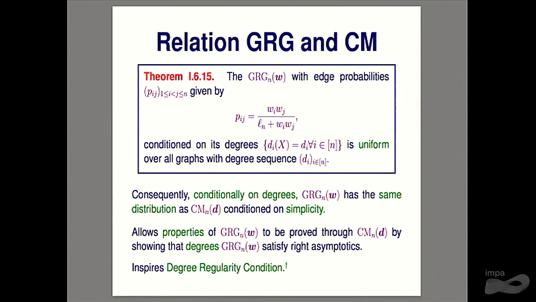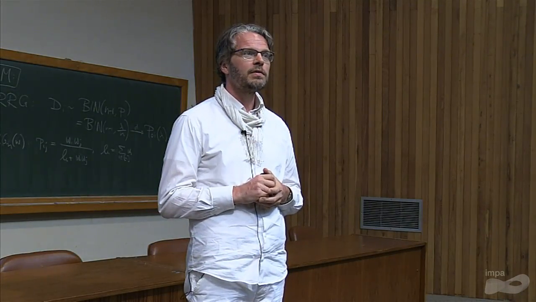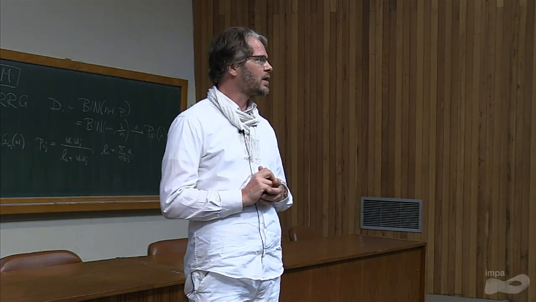If I take the perspective of a uniform edge in the configuration model, this is very simple. I take a uniform half edge, I pair it. This gives me two vertices, and I know exactly every property that this edge has. This is a very simple thing that I can do.